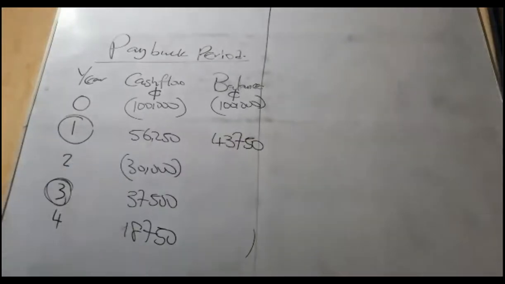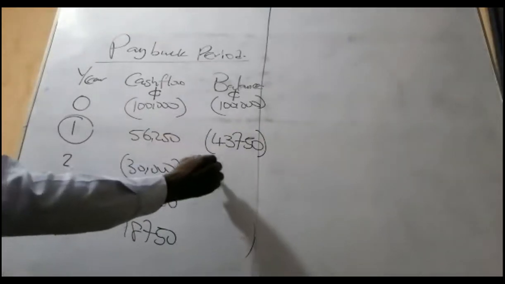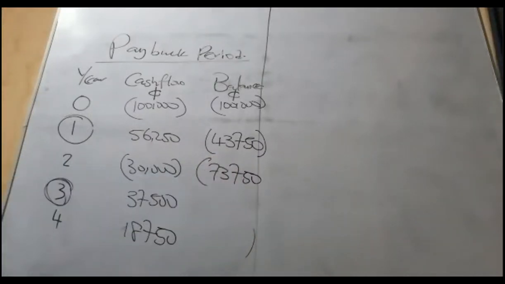43,750. What happened in the second year? In the second year, they had a net loss or cash outflow. They spent more than the receipts, leaving a negative balance. So it will increase the negative to 73,750. And hence, we are moving on. Then the next year, they had a cash inflow of 37,500. So at least it will reduce the burden, right?